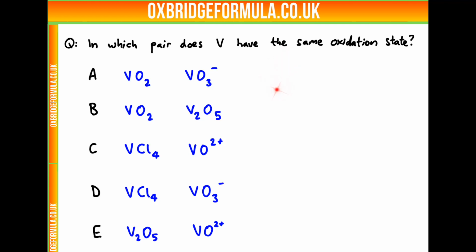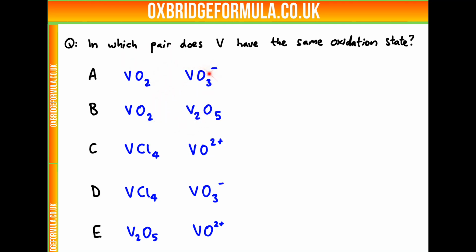So we need to use the rules that we know already to work out what the oxidation state of vanadium can be. Of course, because vanadium is a transition metal, it can take a variety of different oxidation states. So looking at our first pair, what is the oxidation state of vanadium in VO2?